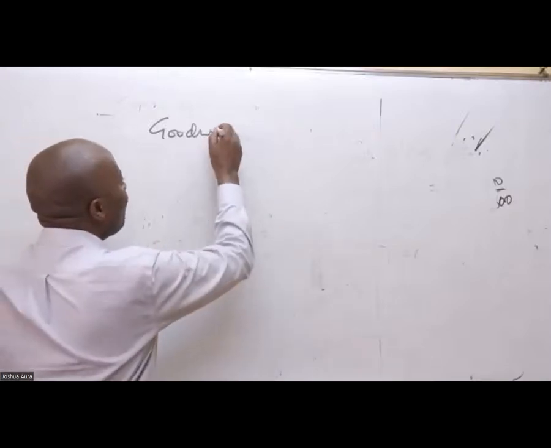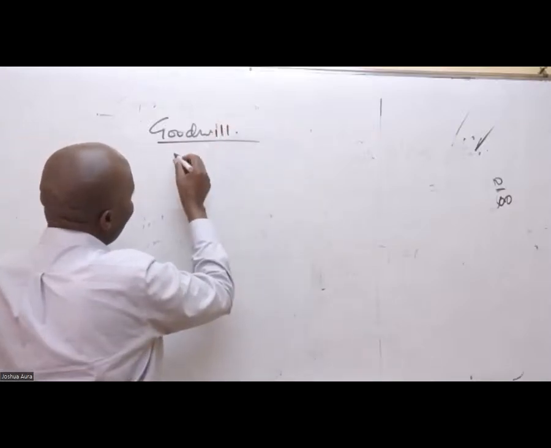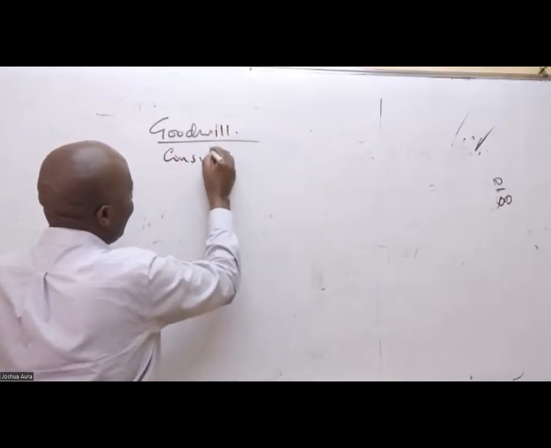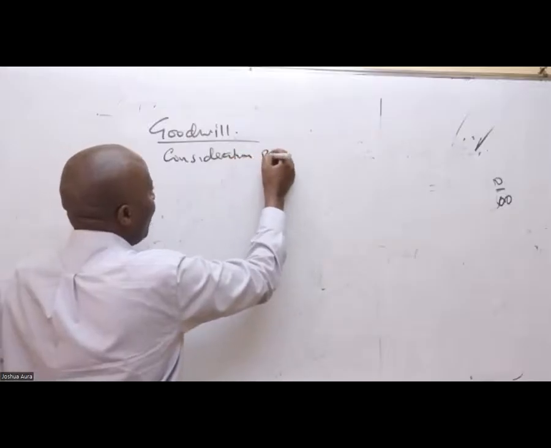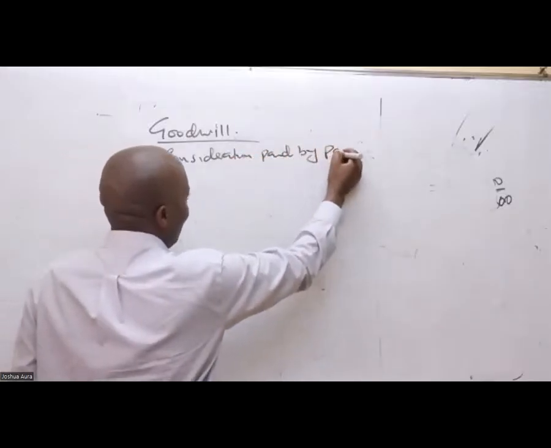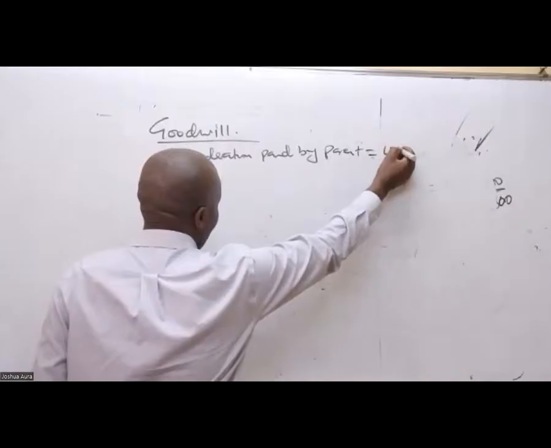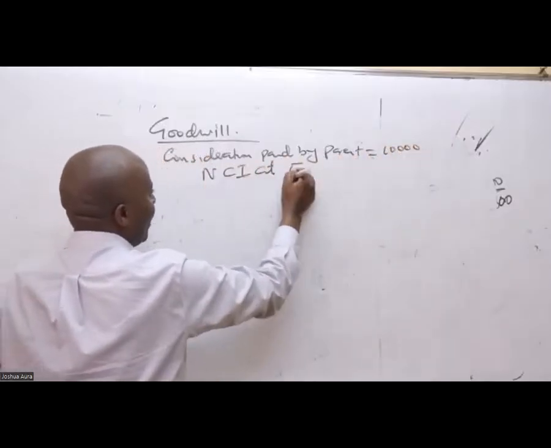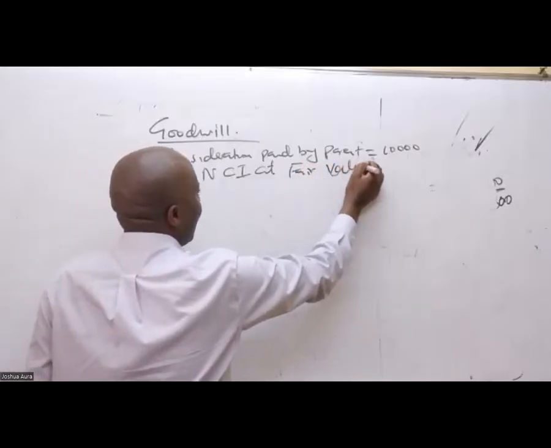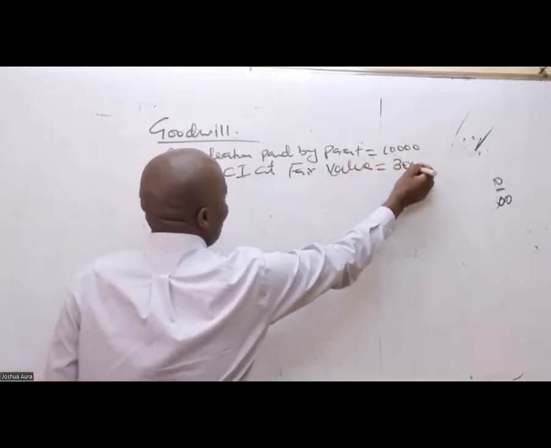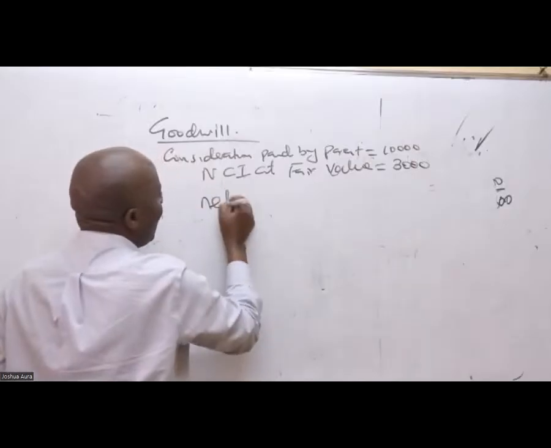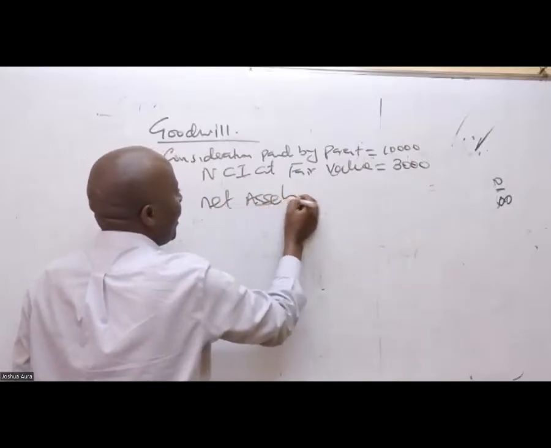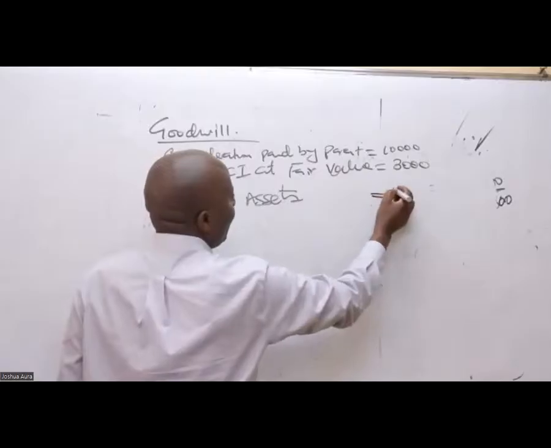So in some cases for goodwill, you will get consideration paid by the parent. For example, consideration paid by parent, 10,000. And then we have NCI at fair value, for example, 3,000. And then you will have net assets. In this case, 5,000.